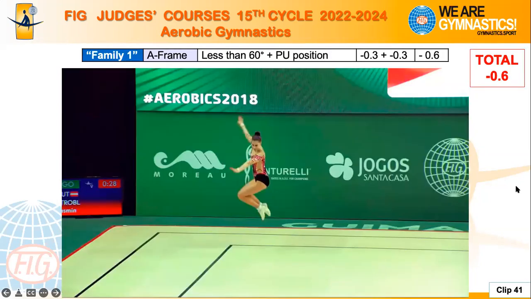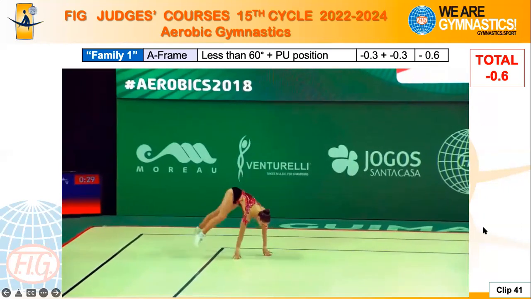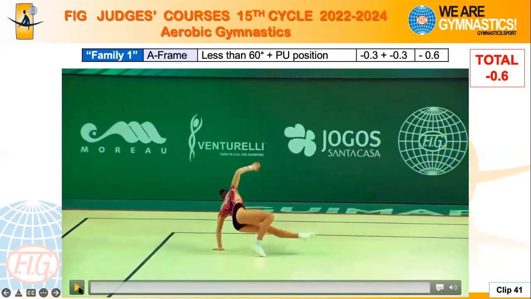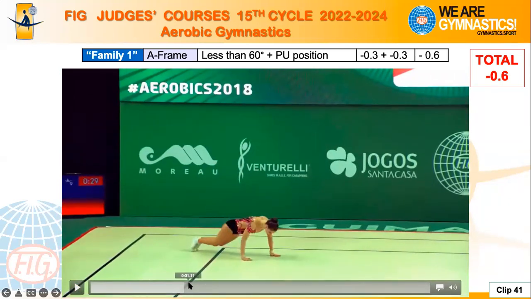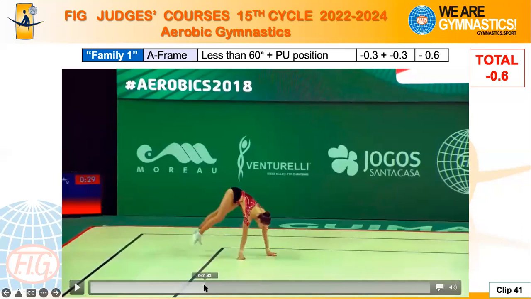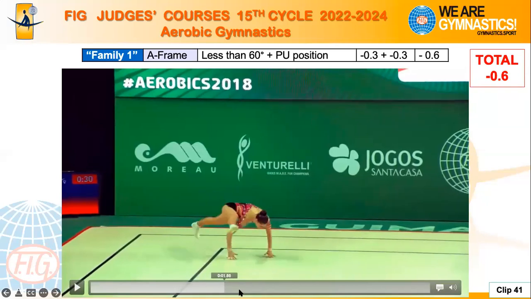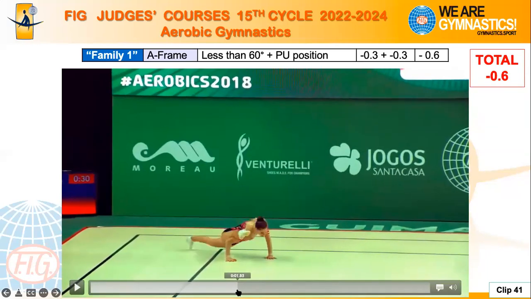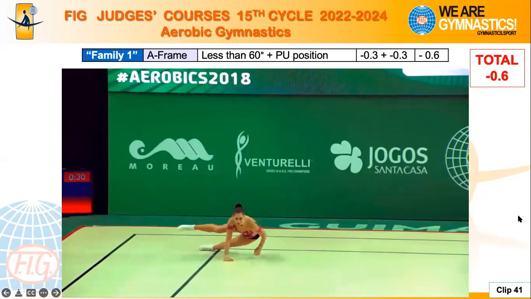Next one, A-frame, less than 60 degrees of legs, pike position, and push-up position. Well, Wenson position actually. You see her pike position was only this much. This is like 90 degrees, okay? So if you see this type, you deduct medium, and then her push-up position, not clear ending also, and Wenson position is 3, so it's 3 plus 3 and 0.6.